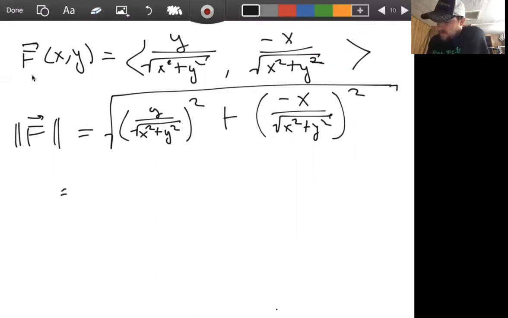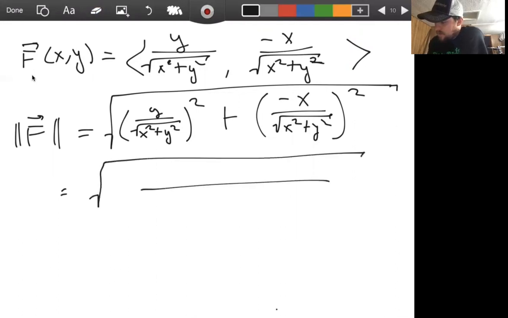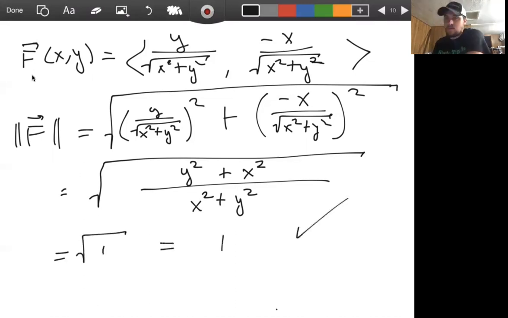We can simplify this. I notice that they both will have a common denominator of x squared plus y squared, because it's root x squared plus y squared, and once you square that, the root cancels with the outermost square. So we just have to square the numerators and add them up. And so we'll have y squared plus negative x squared, which is positive x squared. These expressions are the same, so we get root 1, which is 1. So indeed, this is a unit vector field.